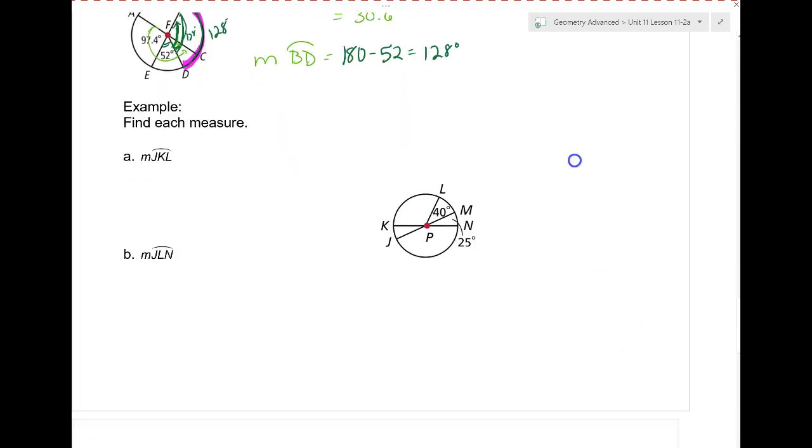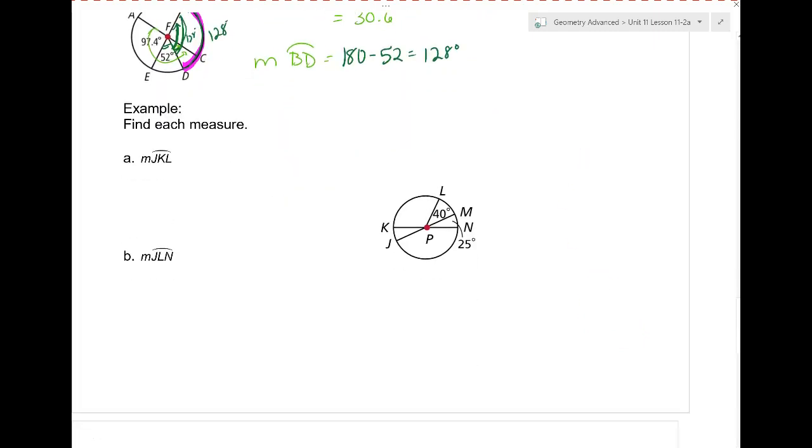All right, so let's look at the next one. On this one, I want to know the measure of arc JKL, and I want to know the measure of arc JLN.